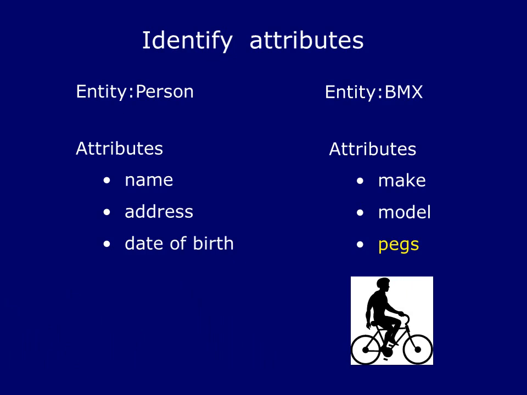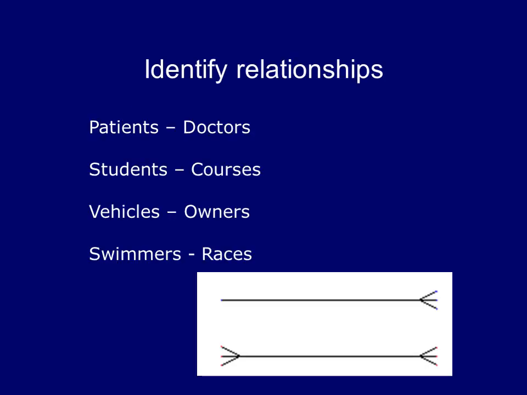Anyway, you'll notice I've got pegs under BMX. If that attribute was yes or no, it would just be an attribute, full stop. It's an attribute of BMX. If it was an Olympic bike and pegs, you had to record what alloy it was made of and when it was made and how many times it's been used, then it would also be an entity because it would have its own attributes.